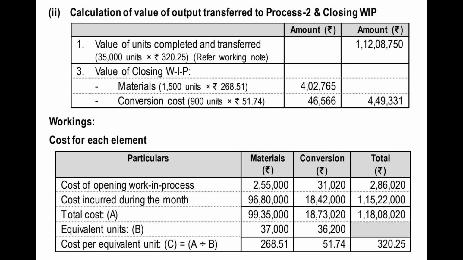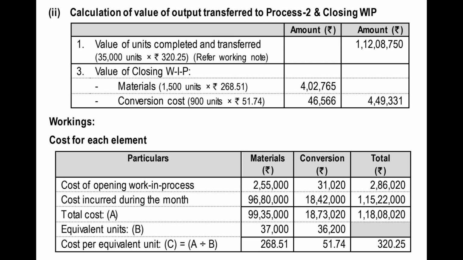So go to the particulars column, write equivalent units. Already we have derived equivalent units towards material and conversion cost. Under material we have derived 37,000 units as equivalent units. So update here 37,000 units. Go to the conversion column, update 36,200, which is derived from the equivalent production statement.